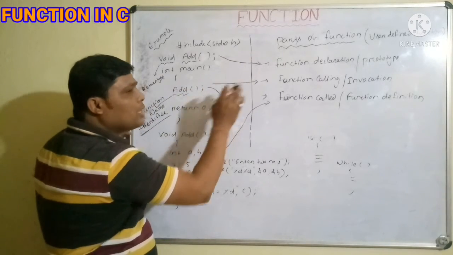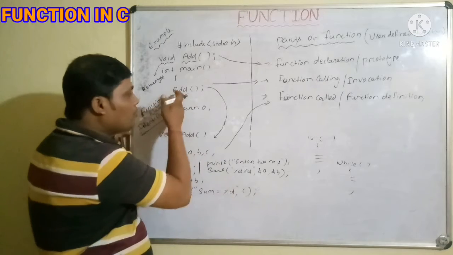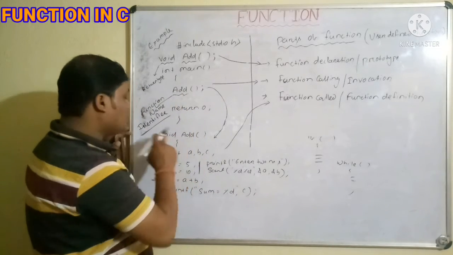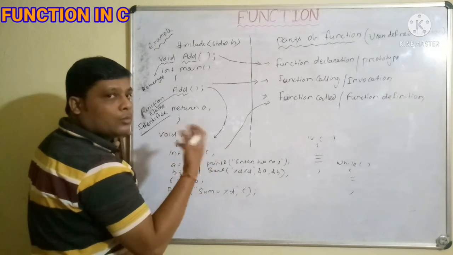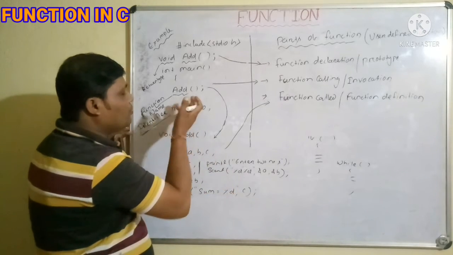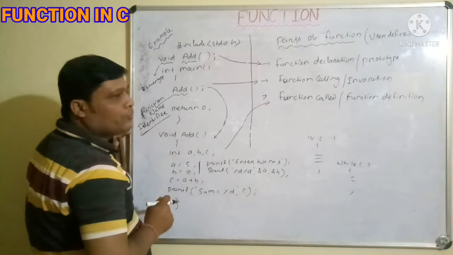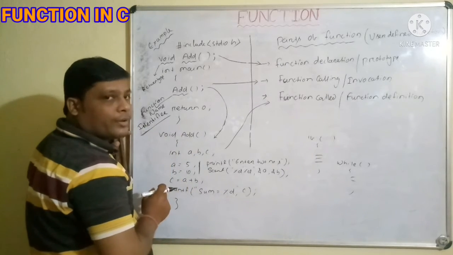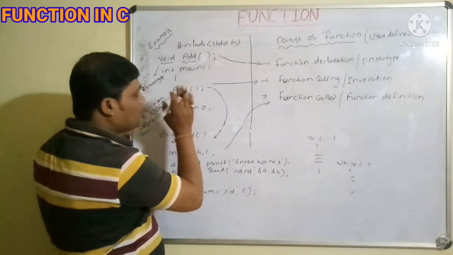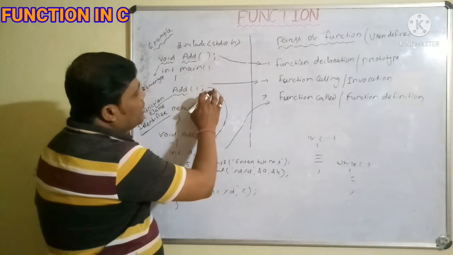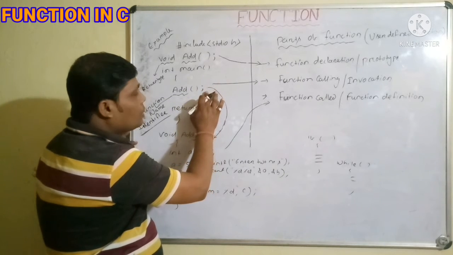Here you can write addition, no problem. Sum, no problem. Anything you can. But you have to obey the rules of identifier for naming one function name or a variable name. You have to follow the rules of identifier for naming this function. Clear? Now, you are calling this function here.